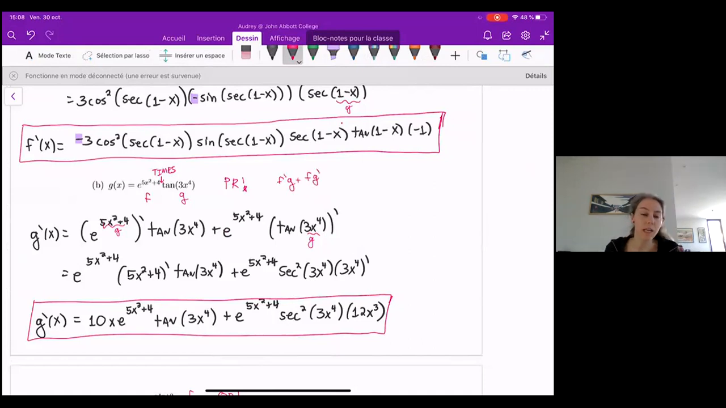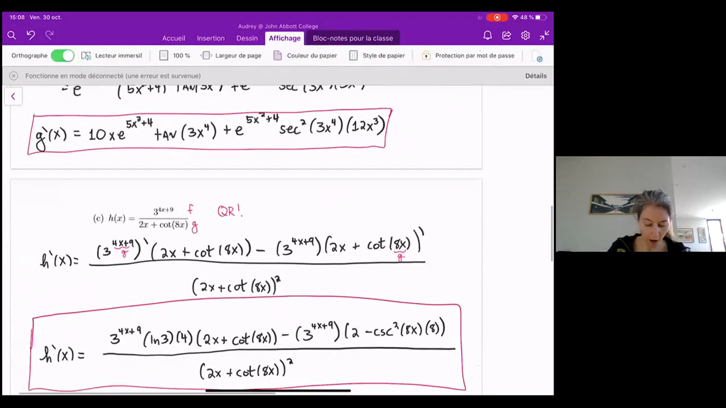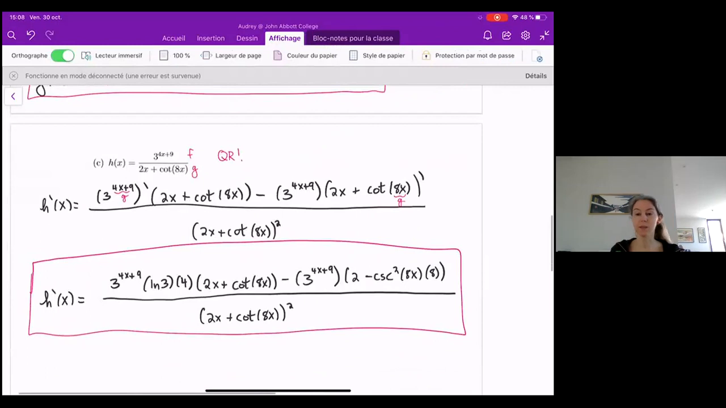So in each of these, the e to the 5x squared plus 4 and the tangent of 3x to the 4th, I have a chain rule to do. So I'm just pulling out the derivative of 5x squared plus 4 and the derivative of 3x to the 4th to get my final answer here. So I did my product rule, and inside my product rule, I had 2 chain rules. Next. All right, so this one is actually just a really simple quotient rule, and I think most of you got this one right.